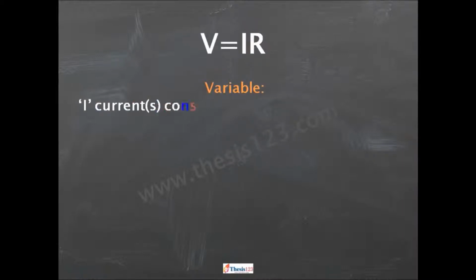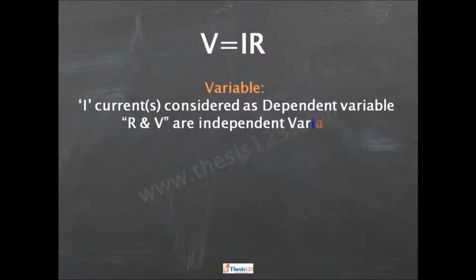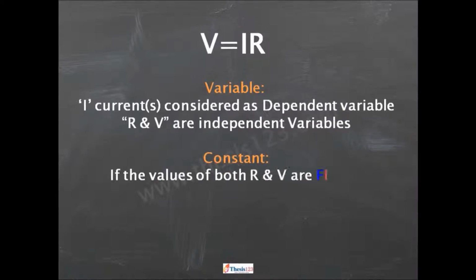Before going to know about variables and constants, I want to take Ohm's law as an example. Ohm's law is defined as V equals I R. This is the simplest form in which we can define Ohm's law. Here V is the voltage, I is the current, R is the resistance.